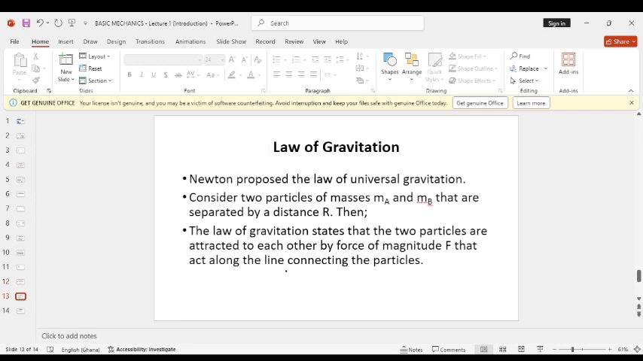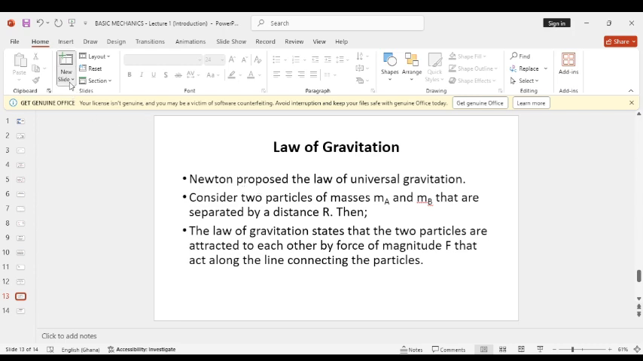Now let's talk about the law of gravitation. Newton proposed the law of universal gravitation, and it says that assuming we have two bodies or two particles of masses A and B that are separated by a distance r, the two particles are attracted to each other by a force of magnitude F that acts along the line connecting the particles.